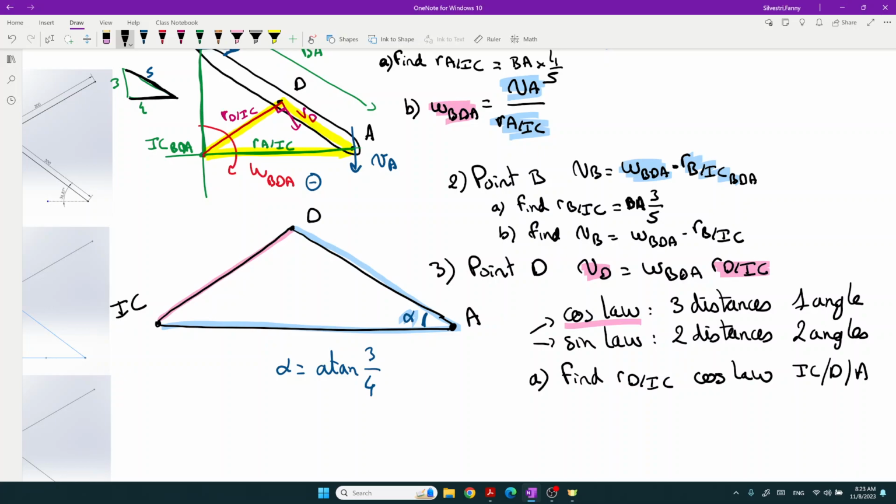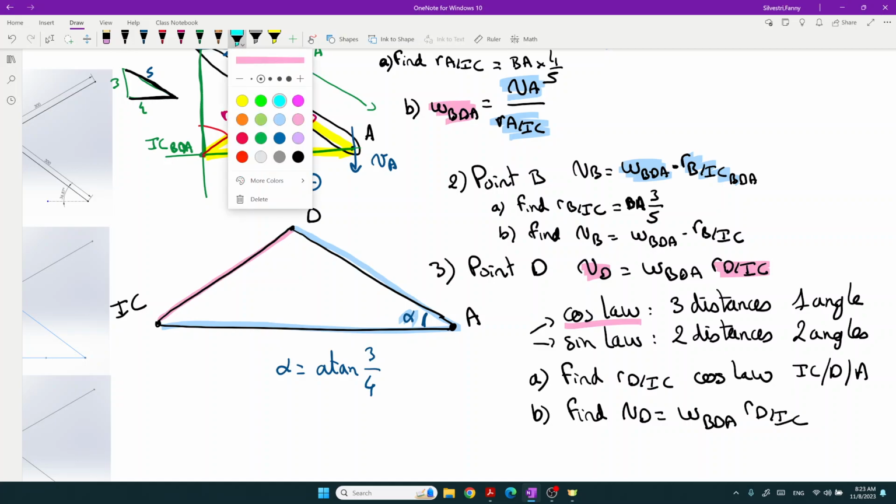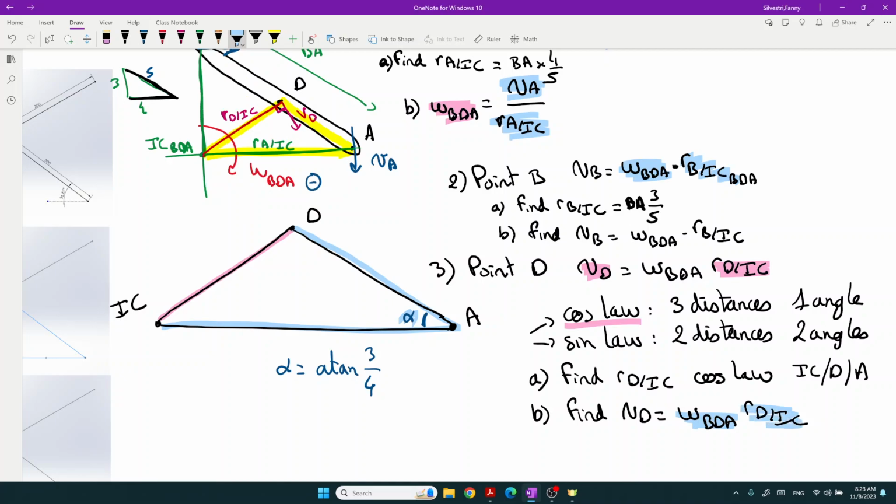That makes sense. We have the distances and A. This is how you find the DIC. After that, when you have DIC, you just plug in the formula to find VD. So VD equals omega BDA times RDIC. Omega BDA is still the same, and RDIC you just found with the cosine law. So you can find your VD there.